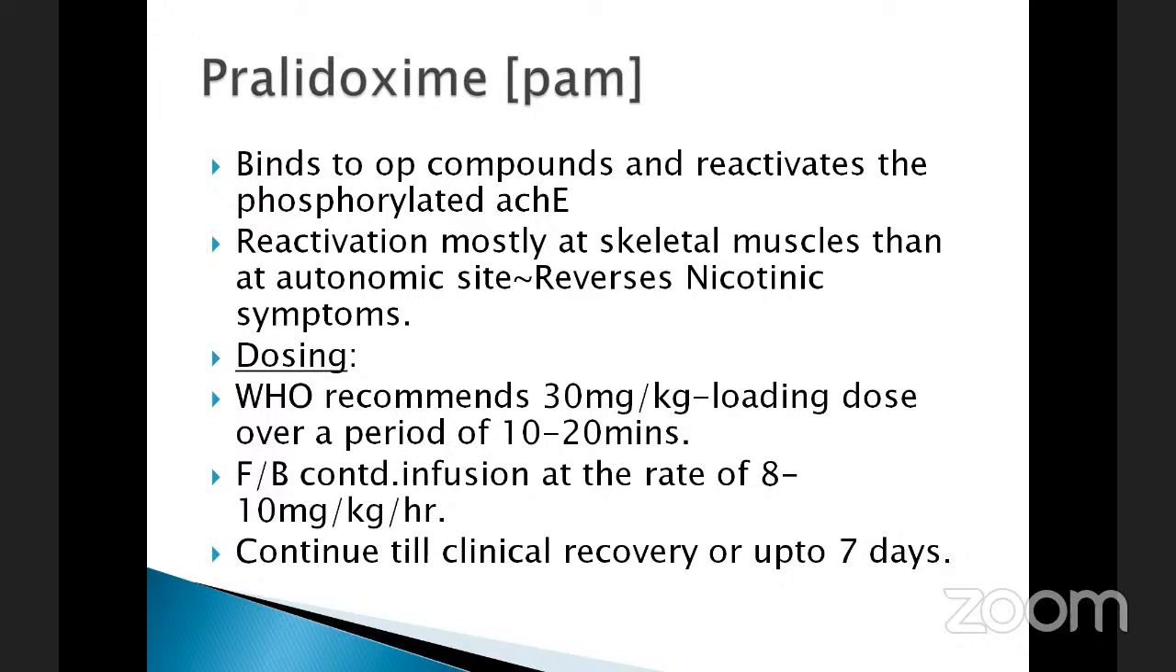PAM ఏం చేస్తుంది? Reactivates the phosphorylated acetylcholinesterase, sir. ఇంకా, ఈ organophosphorus compound where it will go and attach? If it reactivates, the patient immediately will recover. No, why it takes long time?